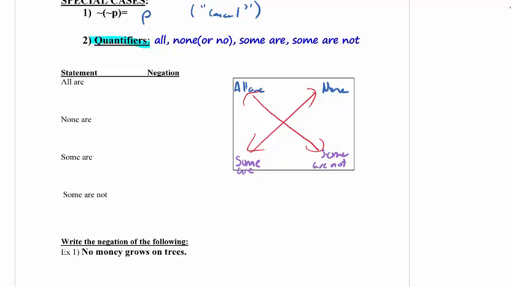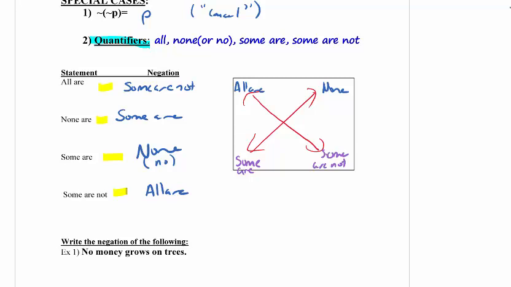So if we look at our chart, all are, the negation of it is some are not. None are, which is the top right corner, goes to the bottom left corner, which is some are. Some are goes up to the right corner, which is none, or sometimes if it's singular, you'll put no. Some are not goes to the upper left-hand corner, which is all are. So if you start with a positive, you end up with a negative. If you start with a negative, you end up with a positive.